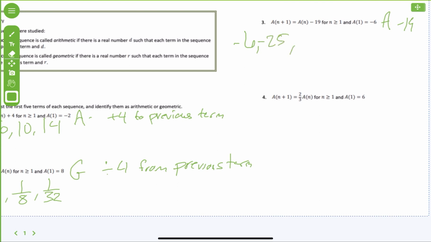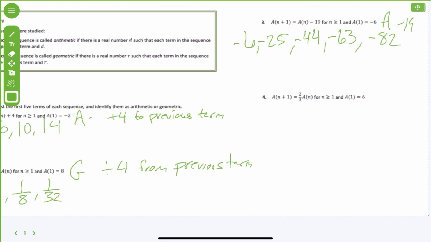What's -25 minus 19? -44. What's -44 minus 19? -63. Good job. What's -63 minus 19? -82. All right, there's your first 5 terms.